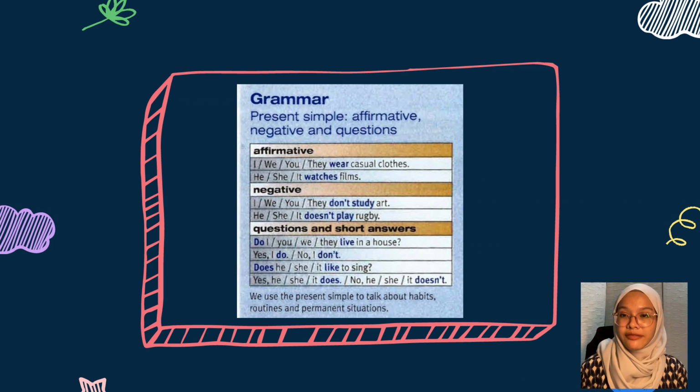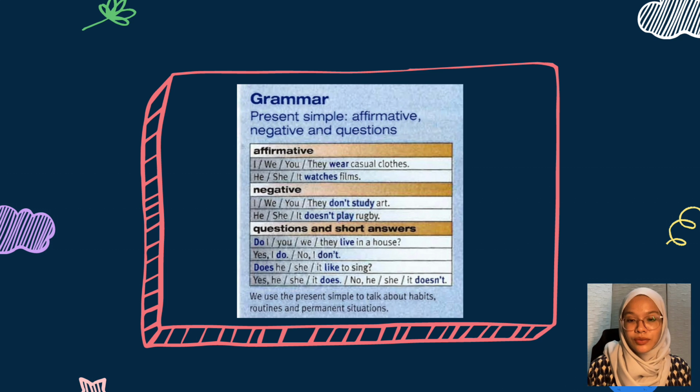Okay, for negative statements, we use do and does to make negatives with the present simple. We use doesn't for the third person singular, she, he, it, and don't for the others. For example, I don't study art. We don't study art. You don't study art. They don't study art. He doesn't play rugby. And it doesn't play rugby.